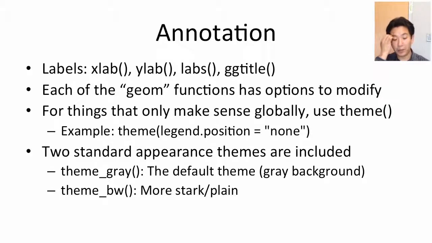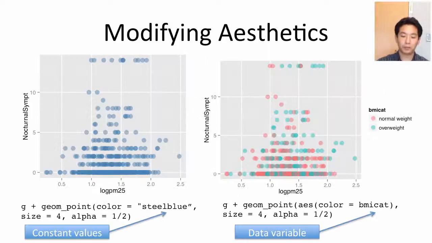And then finally, there are some general themes that are built in that control a lot of different elements of the plot. So you can set many options at once. Basically, theme_gray is the default theme, and it gives you the gray background with the white grid lines. The theme_bw, for black and white, is a more stark, plainer theme if you don't like the gray background. So I'll talk a little bit about modifying some of the features of the aesthetics.